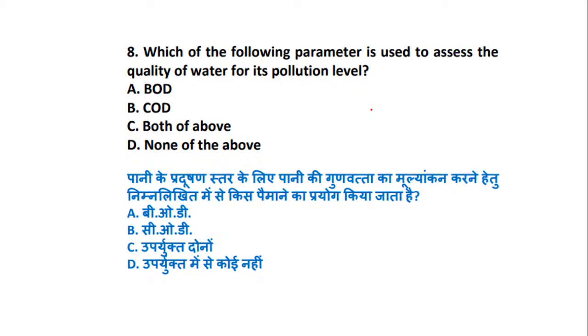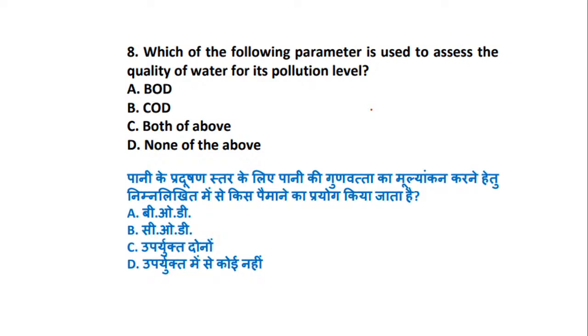Okay, great. Now, we have done this question already, and a student has answered it also, but still: which of the following parameters is used to assess the quality of water for its pollution level? That's the reason I didn't give the second option, but a student has already told it, so now it can become easier for you. Whether it is BOD, whether it is COD, or whether it is both.